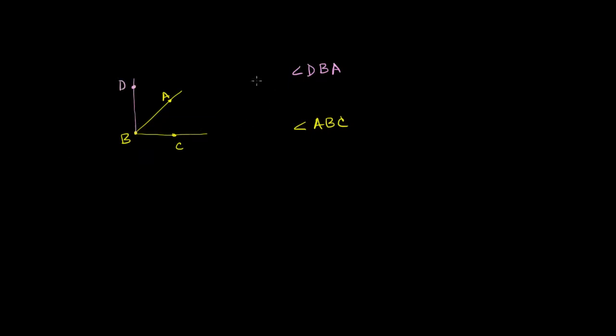And let's say that we know that the measure of angle DBA is equal to 40 degrees. So this angle right over here, its measure is equal to 40 degrees. And let's say that we know that the measure of angle ABC is equal to 50 degrees. So there's a bunch of interesting things happening here.